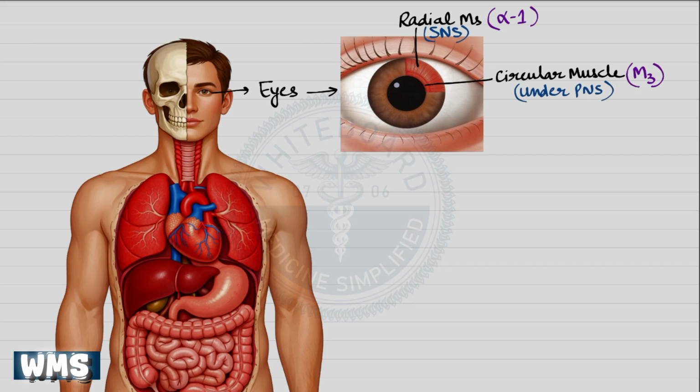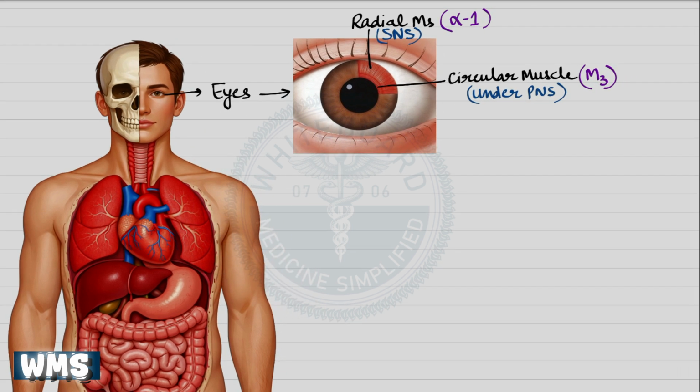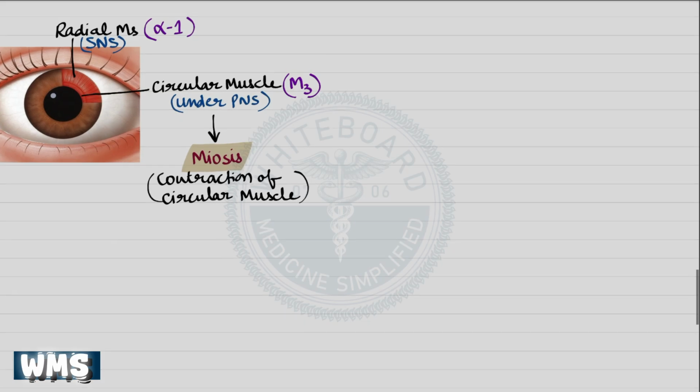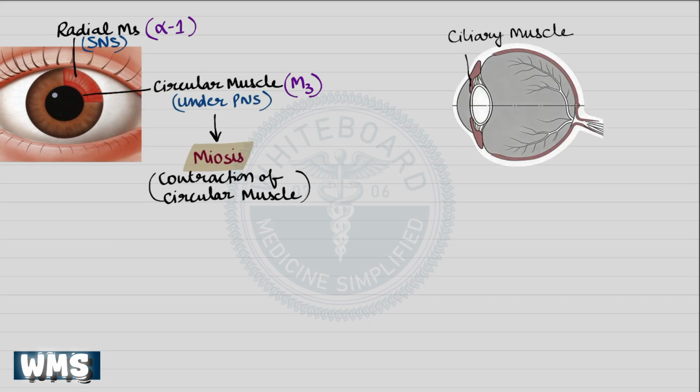As we already know, parasympathetic stimulation causes miosis, meaning constriction of the pupil, allowing less light to enter the eye. So logically, activation of M3 receptors produces miosis by causing contraction of the sphincter pupillae muscle, which constricts the pupil. At the same time, the ciliary muscle of the eye, which is also under parasympathetic control, also contains M3 receptors.